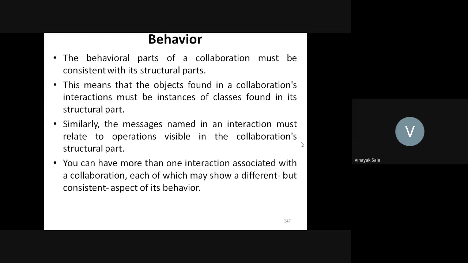The behavior part of a collaboration must be consistent with the structural part. This means that the objects found in the collaboration's interactions must be instances of classes found in its structural part. Similarly, the messages named in an interaction must relate to the operations visible in the collaboration's structural part. You can have more than one interaction associated with a collaboration, each of which may show a different but consistent aspect of its behavior.